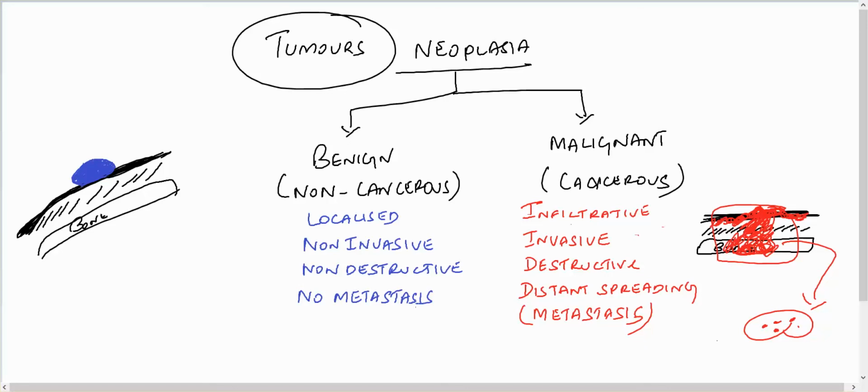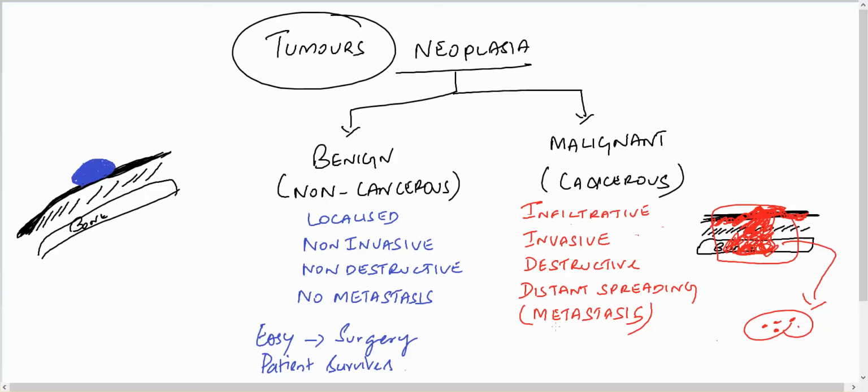Okay, so which tumor is easy for giving treatment? Benign tumors are removed easily by small surgeries. They can be easily removed through surgery. Generally the patient survives, and they will not affect the survival of the patient.